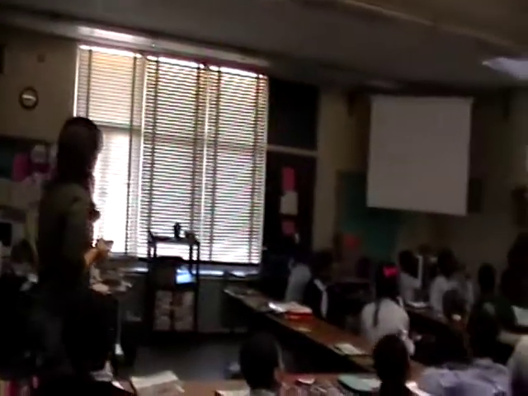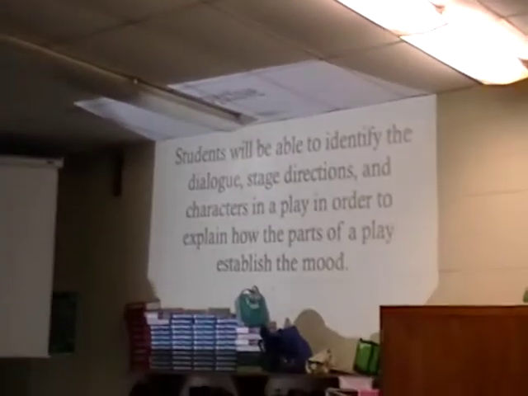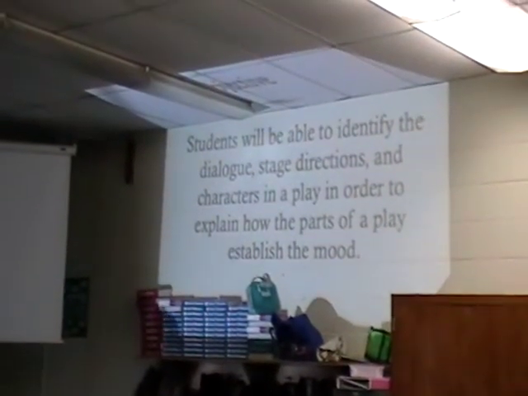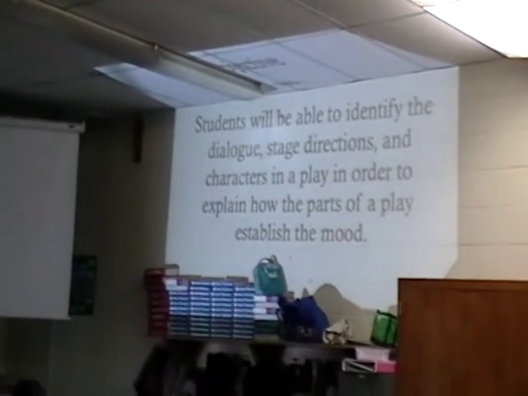Other one. All right. Today, our objective, we're going to be able to identify parts of the play. So we're looking at dialogue, which somebody mentioned, stage directions, and characters. And we're going to be able to explain how the parts of a play establish the mood of the play. All right? So first, we need to take some notes. We need to learn about the parts of a play.